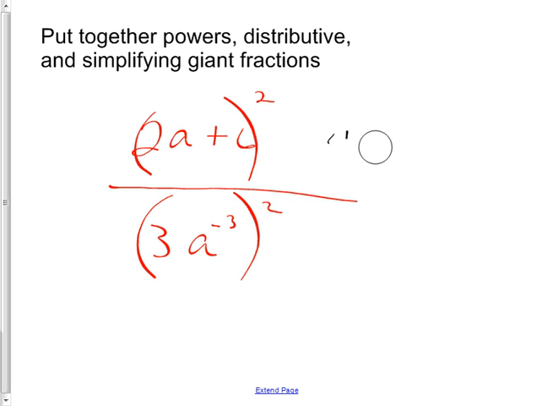Why is that wrong? Because, do you remember what squared really means? Squared really means times itself. Like if I had 5 squared, doesn't that mean 5 times 5? Times itself. That's what it means. So 2a plus 6 squared means 2a plus 6 times 2a plus 6.